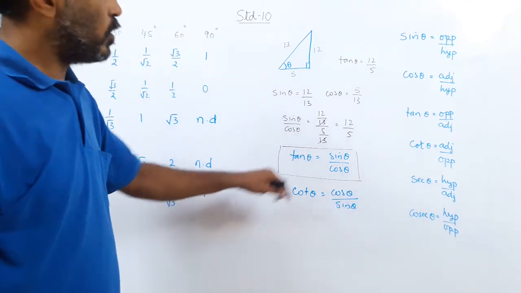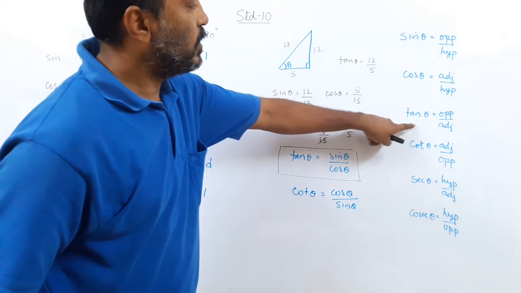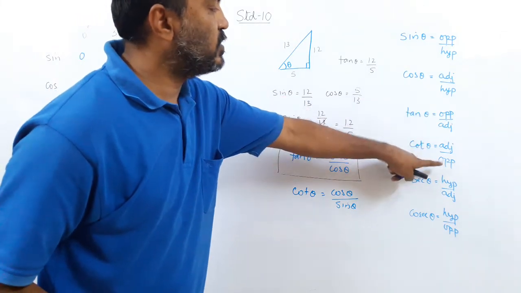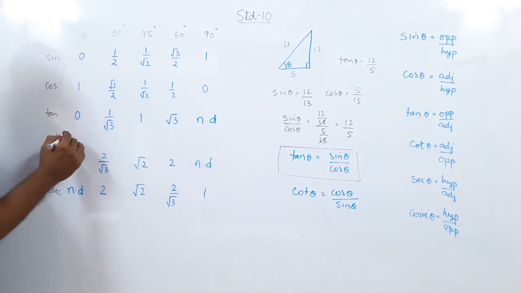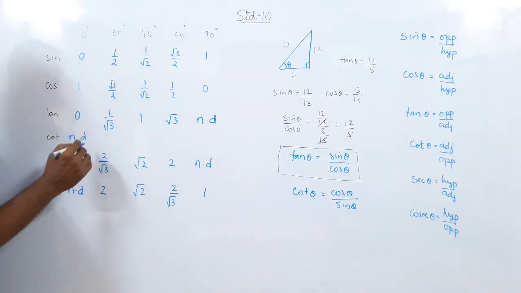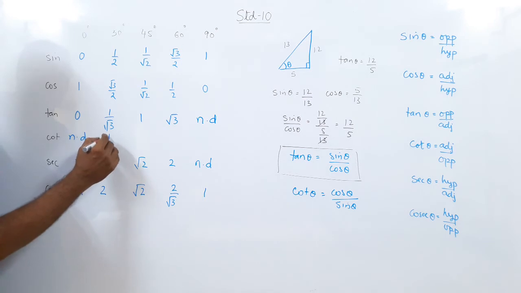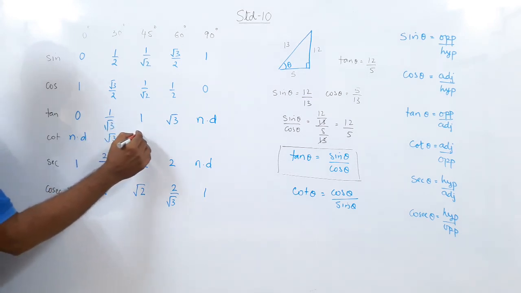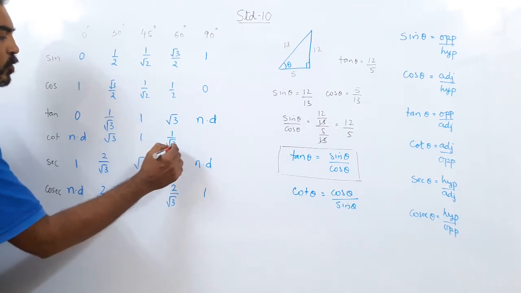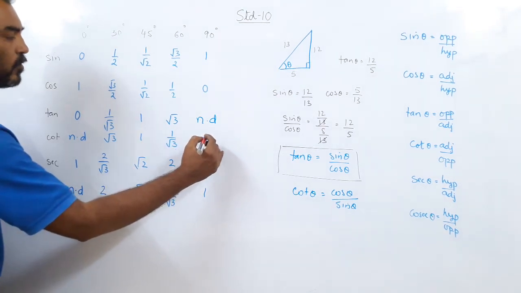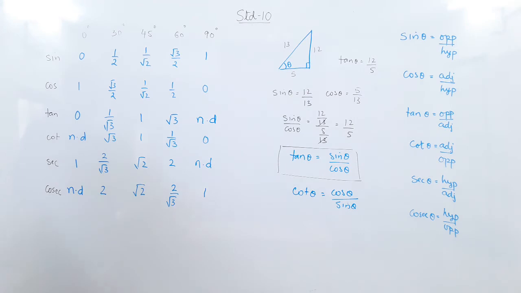Or tan and cot are also reciprocals. Can you see? Tan is opposite upon adjacent, cot is adjacent upon opposite, they are reciprocals. So let me go by the reciprocal. 1 upon 0, not defined. 1 upon root 3, the reciprocal is root 3. 1 upon 1 is 1. When it is root 3 the reciprocal becomes 1 upon root 3, and not defined becomes 0. So this is the table complete now.